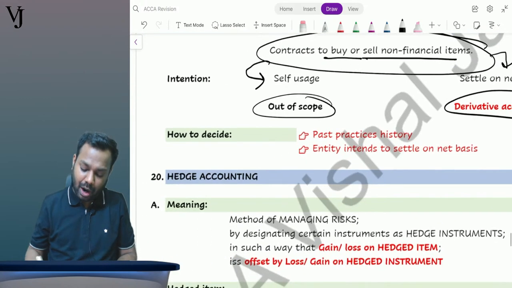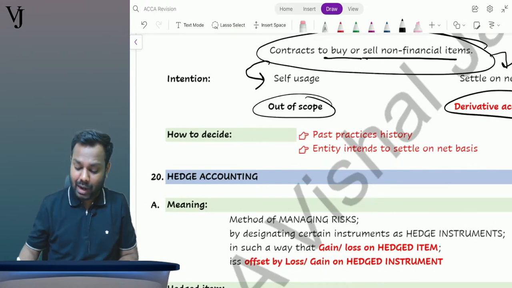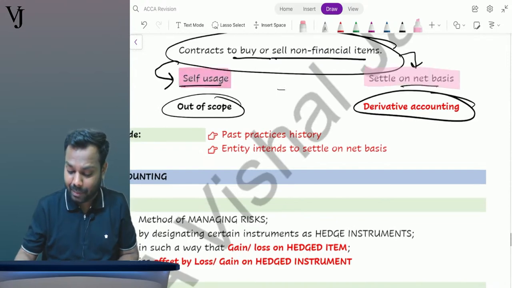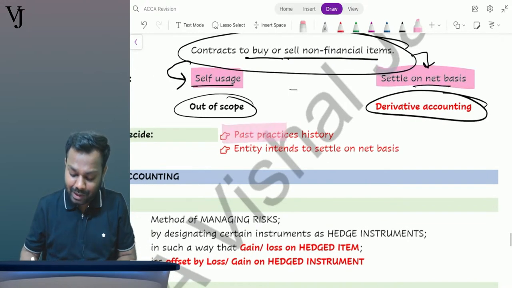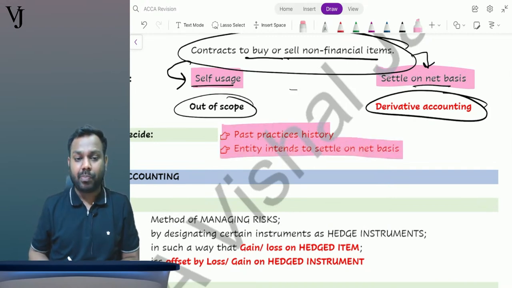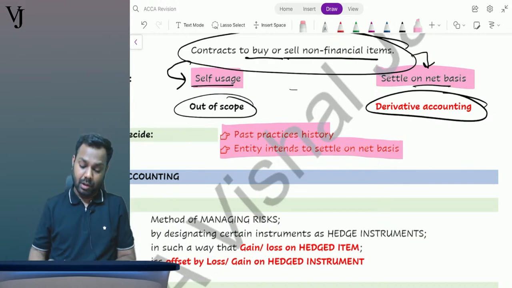Now comes the question, how to decide whether it is a self usage or a net basis? On the basis of past practices or what is the intention of the entity. On the basis of past practices or what is the intention of the entity. Clear everyone?